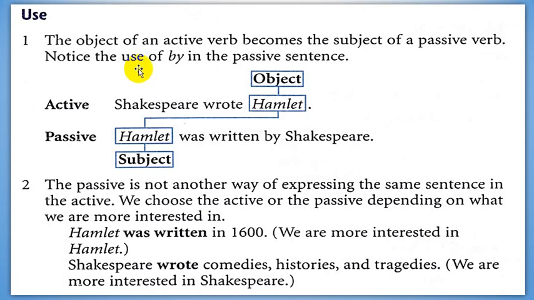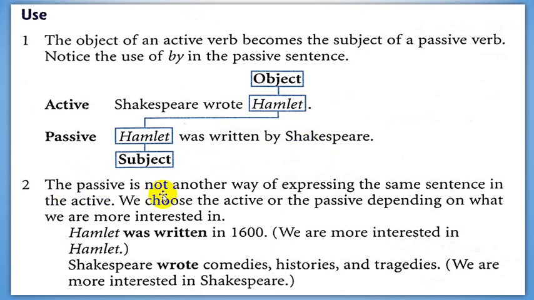Why do we use a passive voice? The object of an active verb becomes the subject of the passive verb. Notice the use of by in the passive sentence. Active: Shakespeare wrote Hamlet، المسرحية. So Hamlet is the object. We take Hamlet, the object, and put it at the beginning of the passive sentence, so it becomes the subject of the passive sentence. Was, because the verb is in the past simple, wrote, was. Then the past participle of write: wrote, written by Shakespeare. Hamlet was written by Shakespeare.